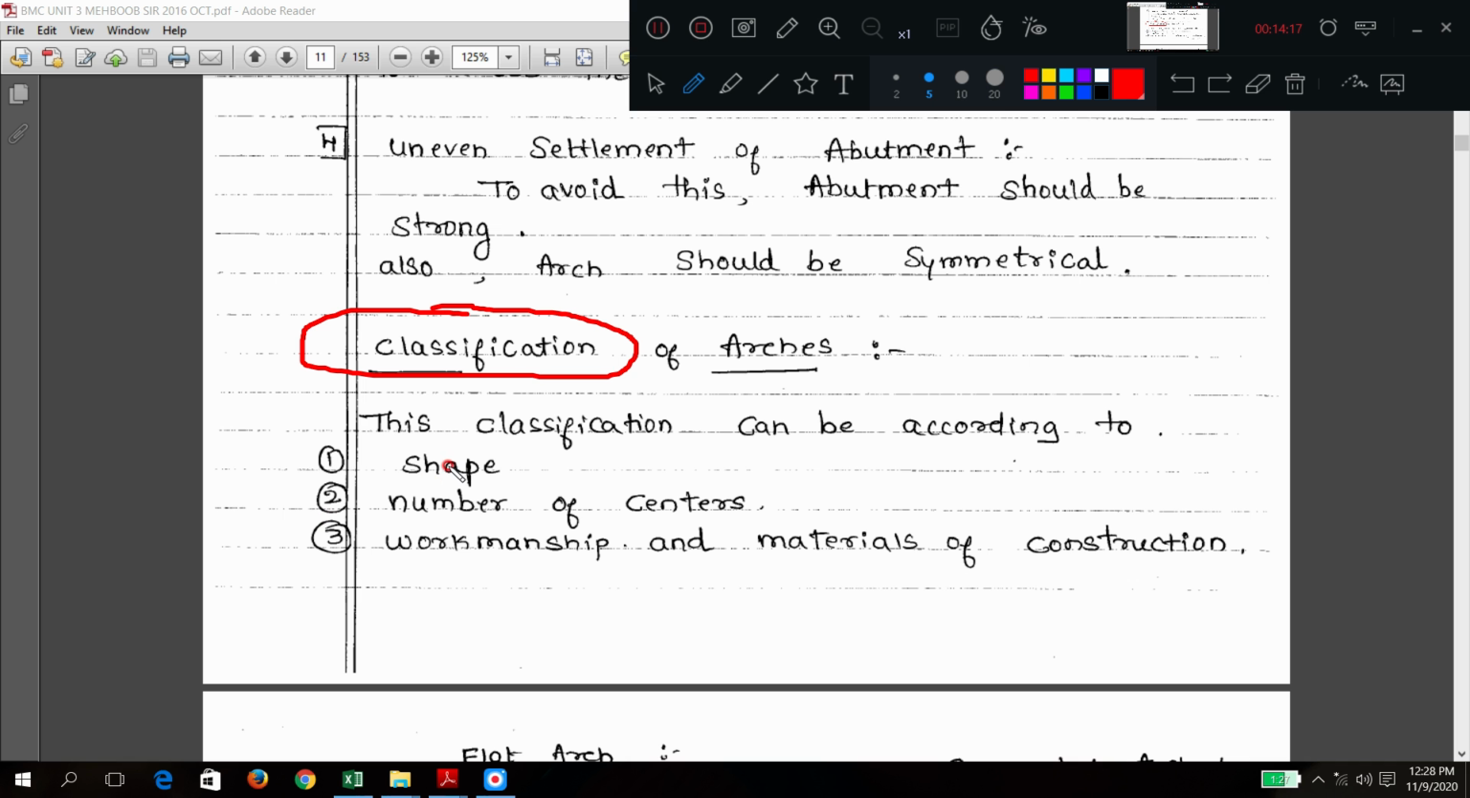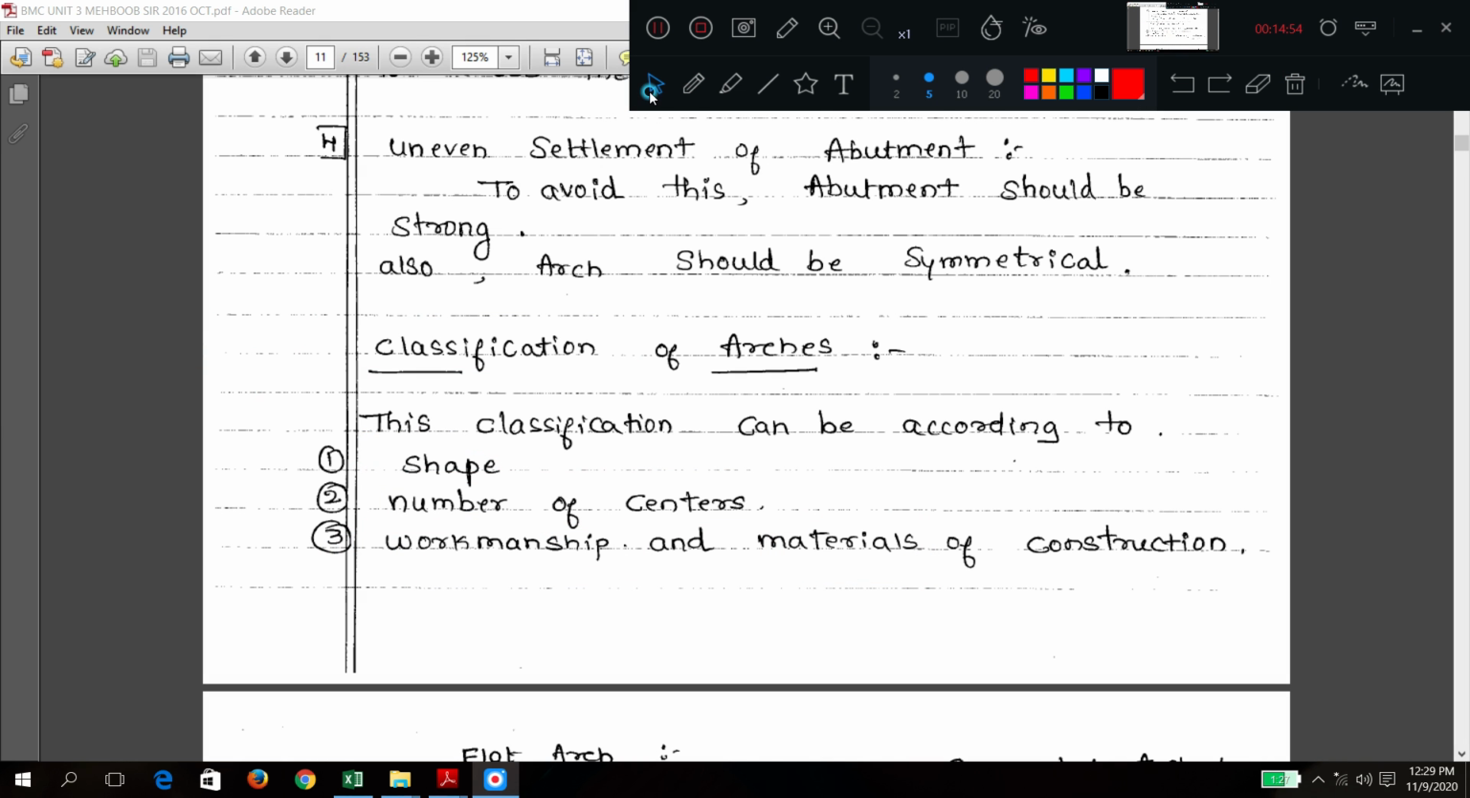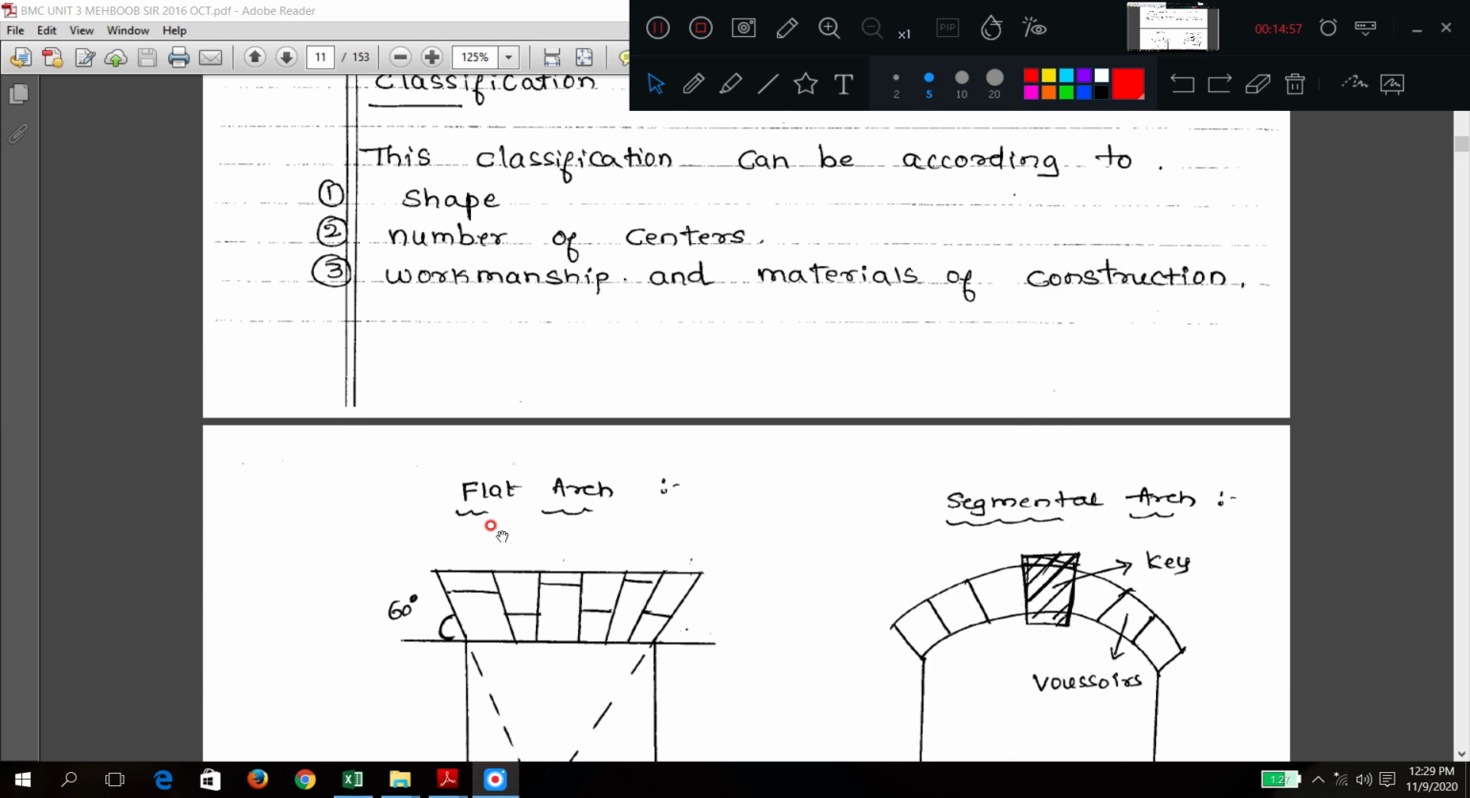What is there in the classification? How can you do the classification? Depending upon the shape. Shape of what? Shape of the arch itself, not visors. Visor size is fixed. Another term, depending upon the number of centers, depending upon the workmanship and materials used: bricks, stones, cement. Workmanship can be poor quality, medium quality, high quality. Like that, depending on material quality and workmanship quality, we can have different types of arches. We'll go one by one. Very easy, depending upon the shape.